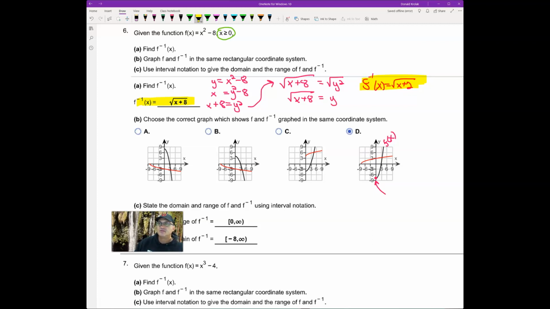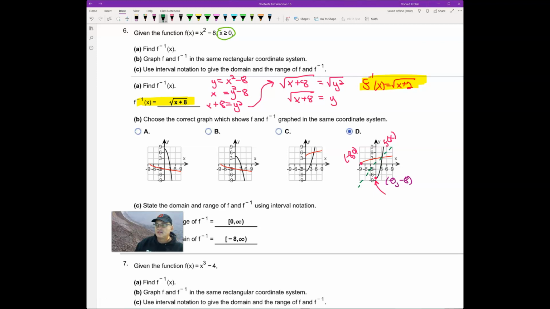And then I take my points and I just switch them. I pick a couple of points on here, like we knew we had the point (0, -8). On my inverse, that's going to become (-8, 0). And then you can pick another point that it goes through, and flip those two, and that gives you your graph. And again, your graph will always be symmetric with respect to the line y equals x. You're just folding it right over that line.